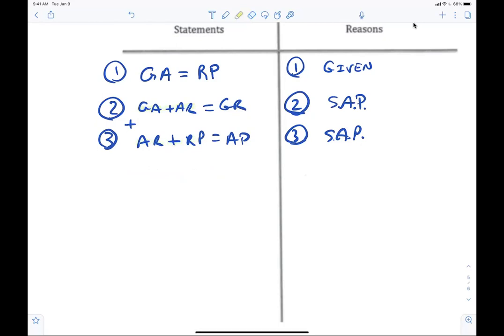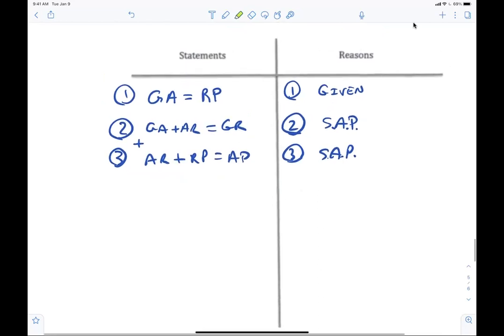Would it be AR plus RP equals GA plus AR? No. I thought you had it. Tell me, Mr. Stroh: AR plus RP equals GR. AR plus what RP equals GR? Yay, tell me why. Substitution. Yay, very good.